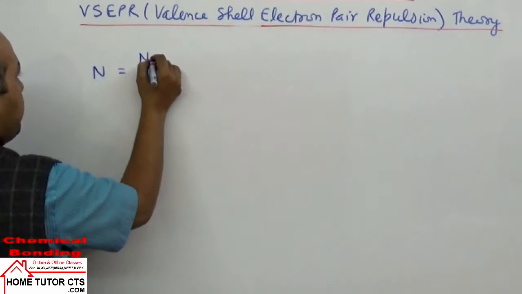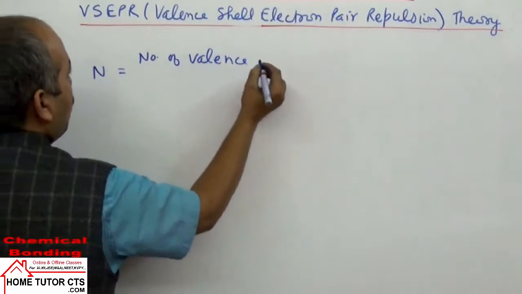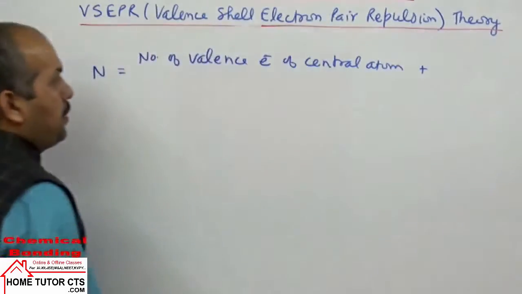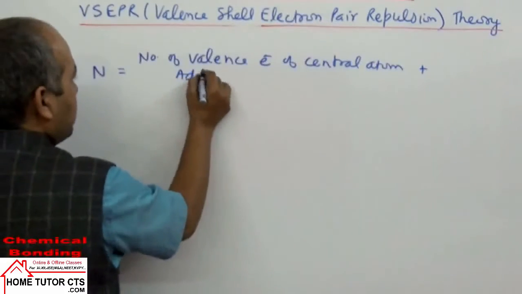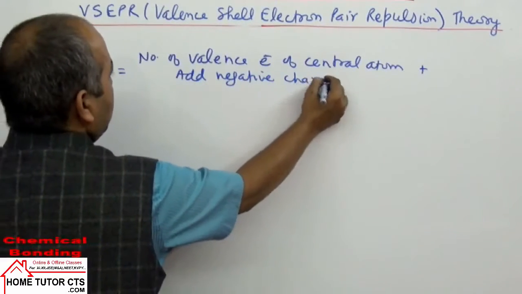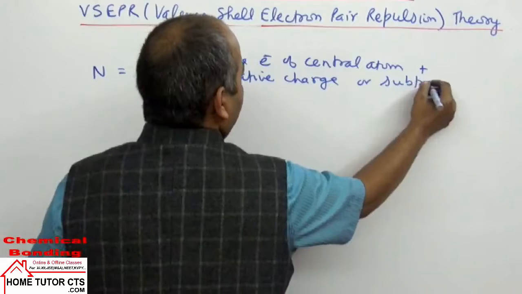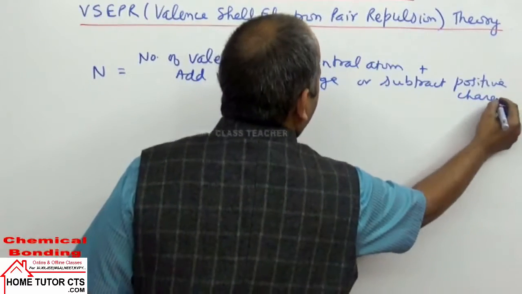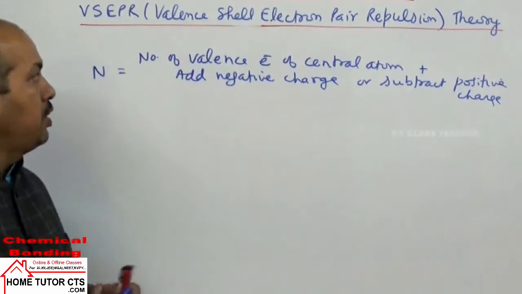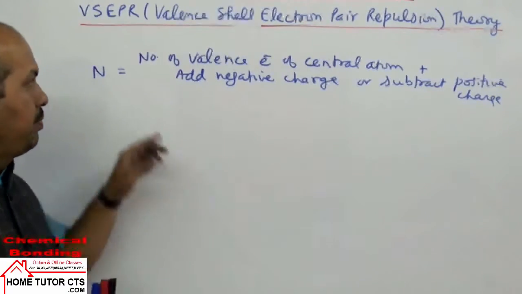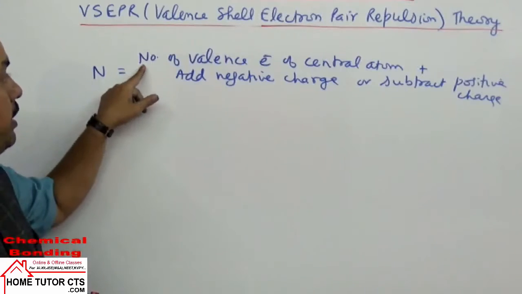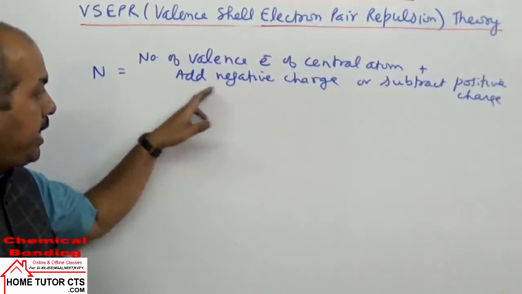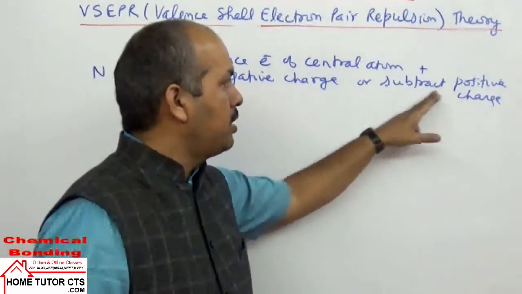This n is the number of valence electrons of the central atom plus, if we have negative ions, we add the negative charge, or subtract the positive charge. This gives us the value of n. First for the central atom we find this n value. The value of n is the number of valence electrons of the central atom plus, in the anion case, add the negative charge, or in the cation case, subtract the positive charge.